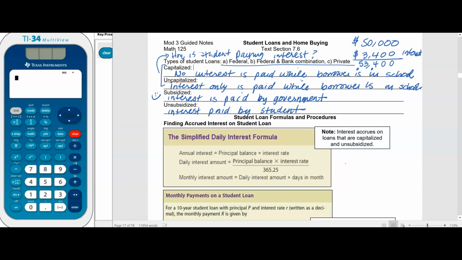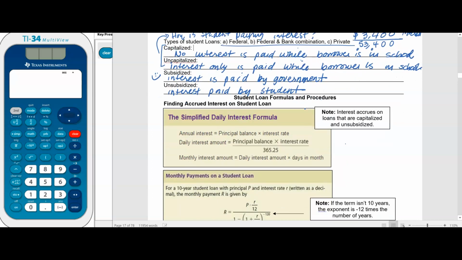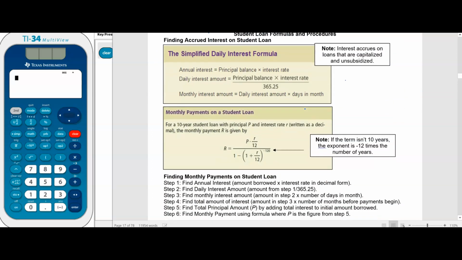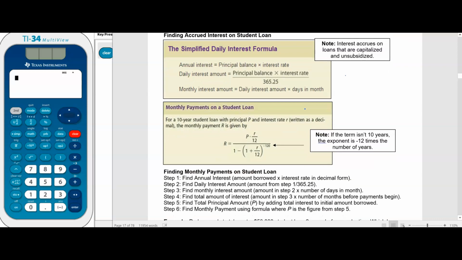Okay, so lots of terms there, but let's go back. We'll refer back to those as we go through the problems. So a couple of formulas here. These are directly from your book. This first box is how we're going to calculate interest that accrues while the student is in school.